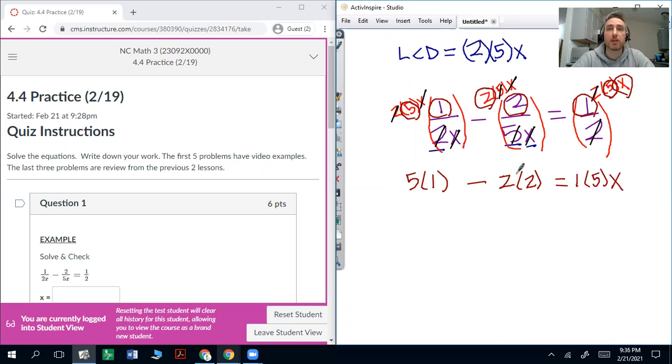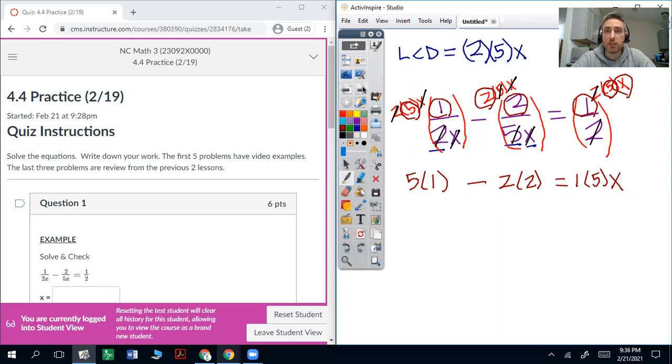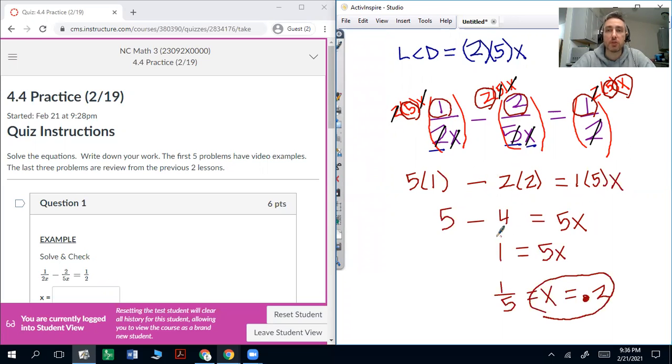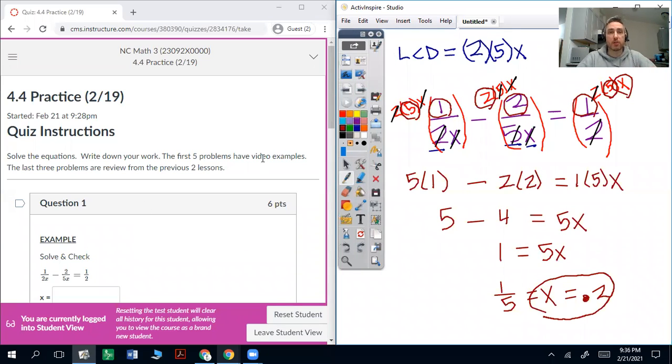So 5 times 1 minus 2 times 2 is equal to 1 times 5 times x, which simplifies to 5 minus 4 equals 5x, which gives you 1 equals 5x. And then you can divide the 1 by 5. You can say 1/5, which is 0.2.